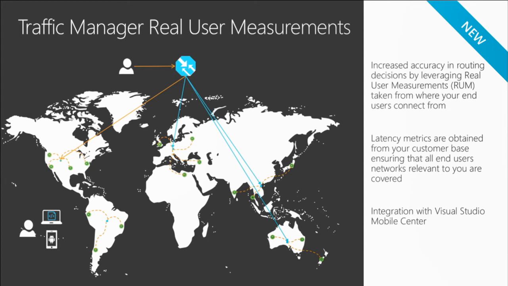The other way is that you can use the Visual Studio's Mobile Center, where we have published an SDK that can be integrated into your mobile application that will do the same thing. It will start measuring different Azure regions, and it will send the measurement to Traffic Manager.